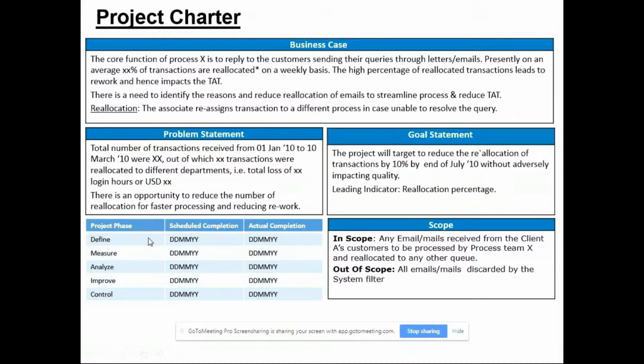Okay, then we have define, measure, analyze, improve, and control, with the scheduled completion time and the actual completion time. You can increase it whenever there is a variance. You can put in a remark that this is the reason why there is a variance.